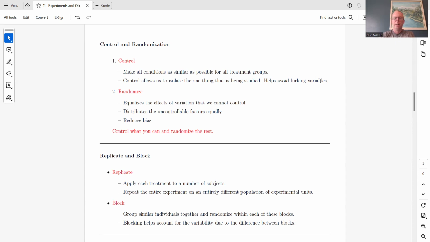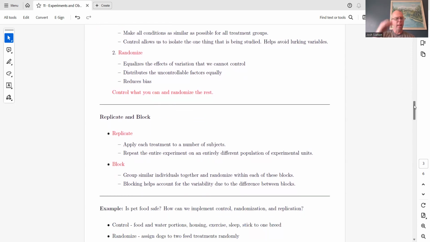But you cannot control everything. Obviously, you cannot in this case with these high school children. You can't control everything. So that's where the randomizing comes in, equalizes the effects of the variation that we cannot control, distributes the uncontrollable factors equally, reduces bias. So we want to control what we can and randomize the rest. And then we can talk about replicating and blocking.